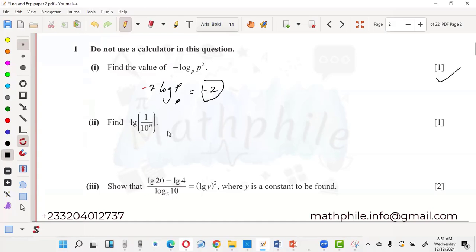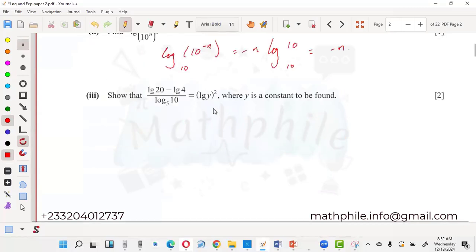Then this one, what do you think we're going to do with this? Log 10 raised to the power negative n base 10. So there's negative n log 10 base 10, which is equal to negative n. Then this one.